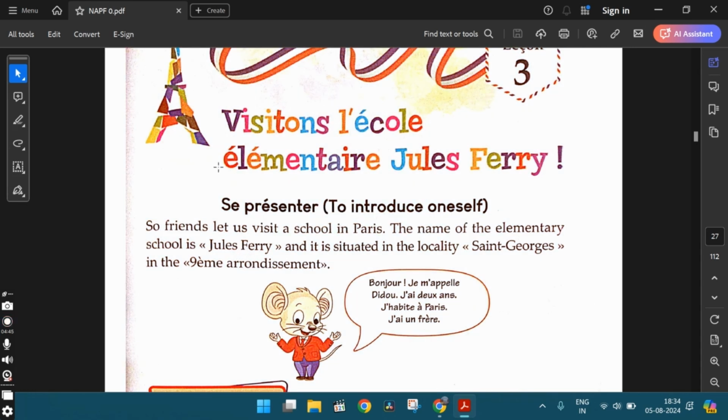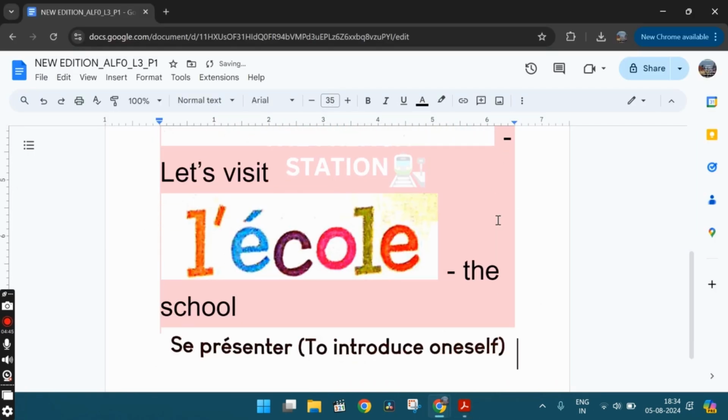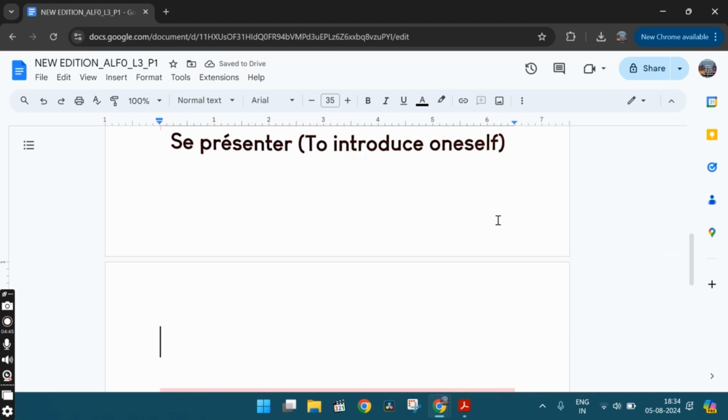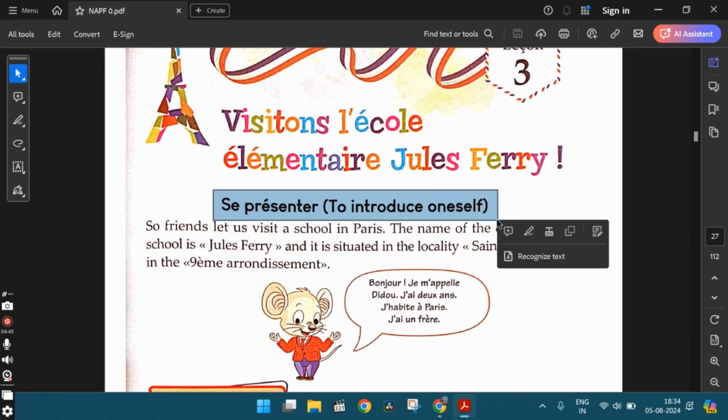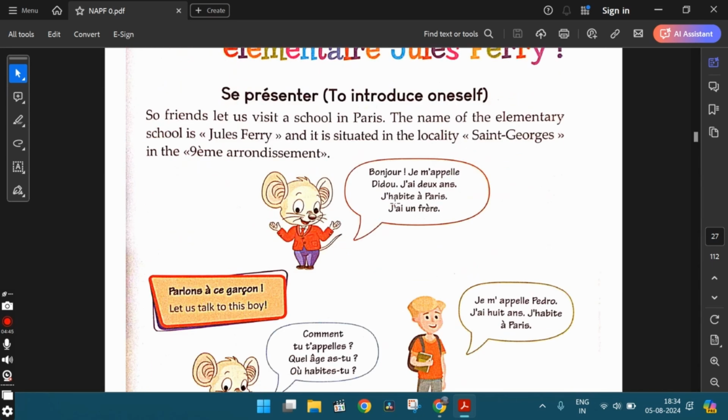Over here we have the subheading, se présenter. So, présenter is nothing but to introduce oneself or to present oneself. So, in this lesson, we will also be learning how to talk about ourselves in simple sentences. How to say my name is, how to say I live in so and so place, or how to say I am so and so years old. So, we will be learning simple sentences on how to introduce or present ourselves. So friends, let us visit a school in Paris.